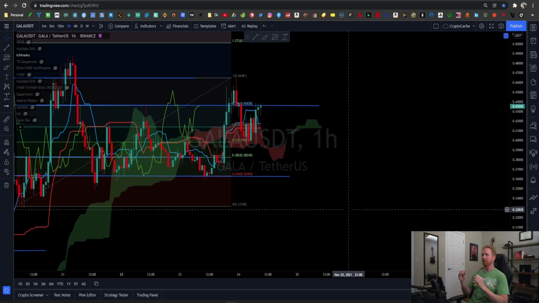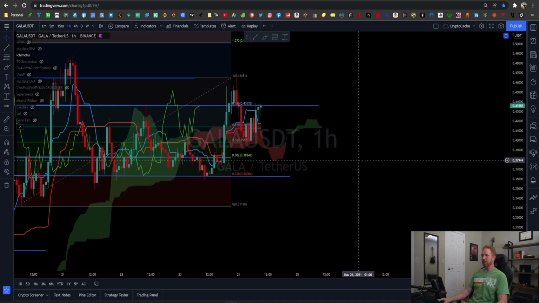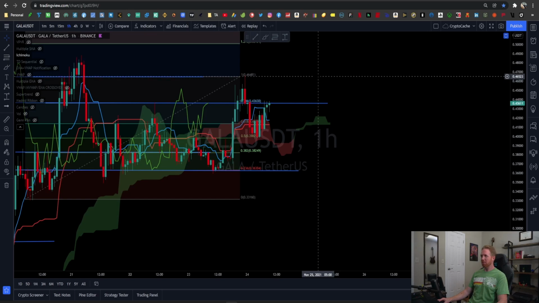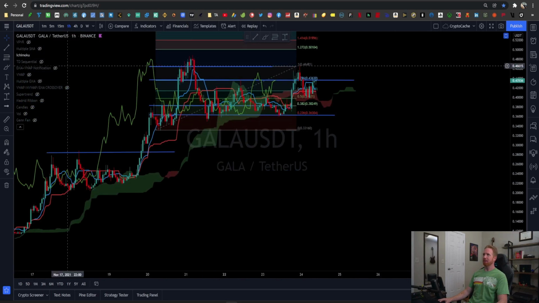We still have the price, the conversion line above the baseline. And then we also have the lagging span trailing behind. My only concern is how strong this resistance level has been holding recently. Will it be able to break that and jump up to 46, 47 cents? It's hard to say, honestly.